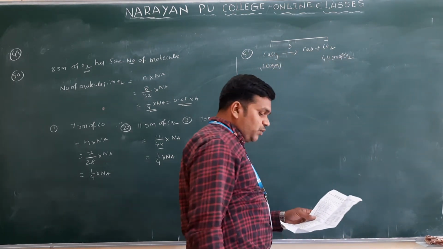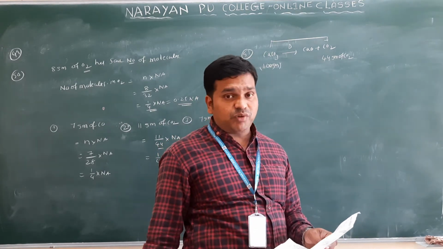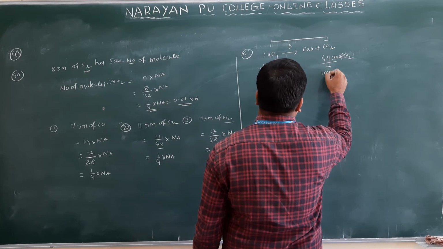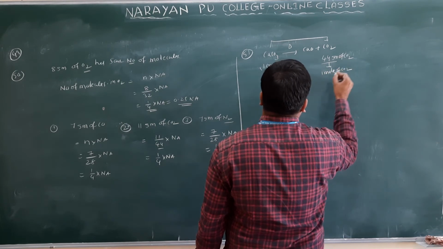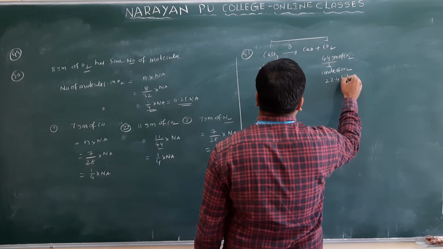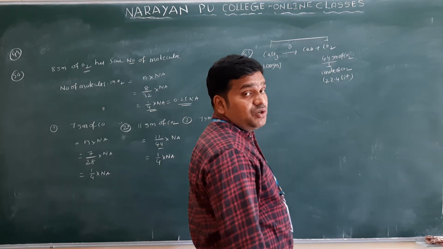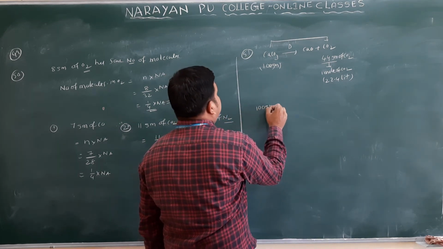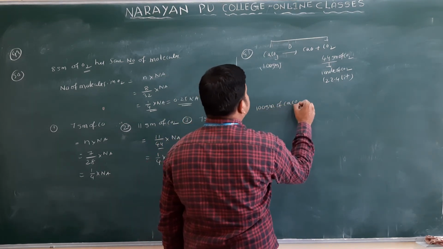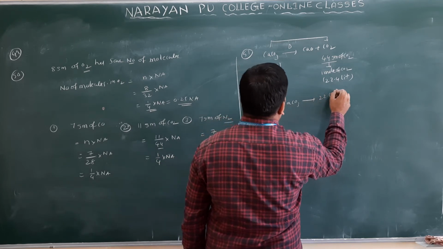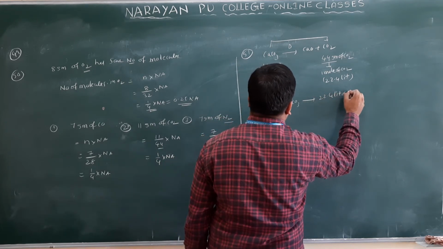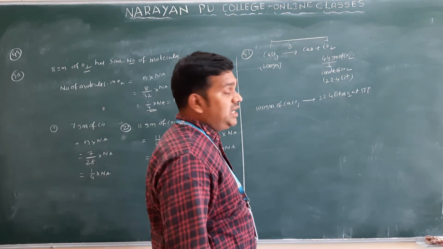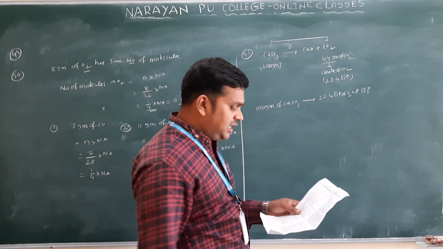But here they are asking for CO2 not in grams. They are asking in the form of volume only. So 44 grams is how many moles? This is 1 mole of CO2. 1 mole of CO2 occupies 22.4 liters at STP only. From this I will write here: 100 grams of CaCO3 gives 22.4 liters of CO2 at STP only. But here how many grams are given? 10 grams only.